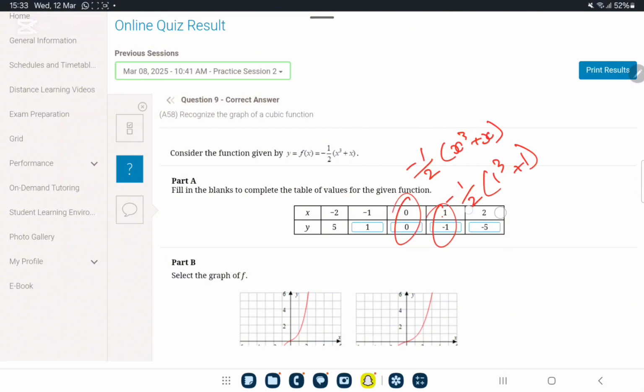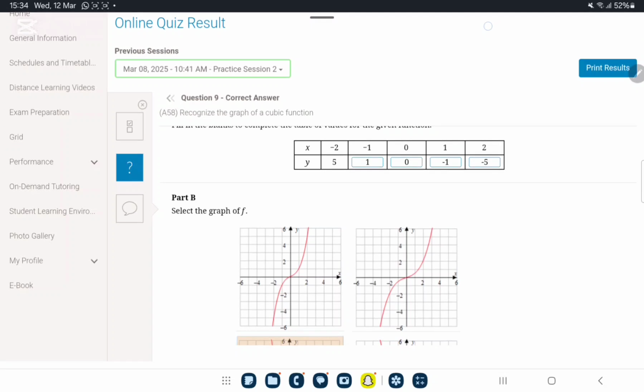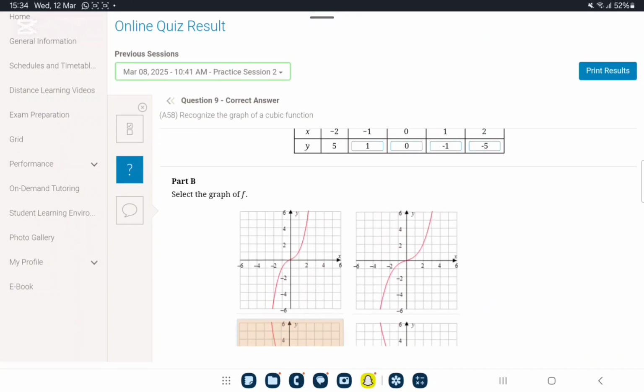Now we can tell from the table of values here that the function is odd. When you put minus 2 and 2, you get the same number but opposite signs, so it is an odd function. That's one of the things you can tell about the function from here. Next, they want the graph of the function. You have the table, so just check the points.